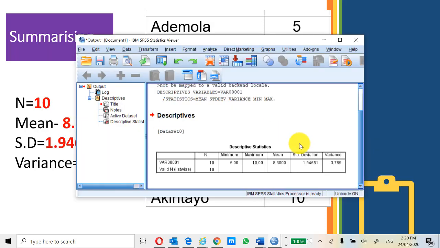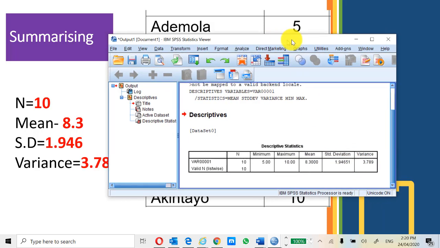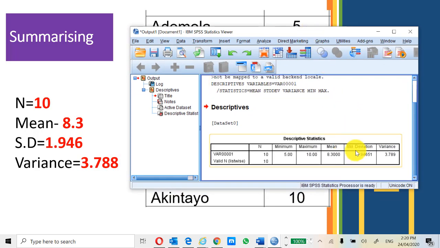And it's telling us that our mean is 8.3. Let's go back to here. It's telling us that our mean is 8.3. So we're correct. Yeah. So standard deviation is 1.94651. 1.946. Bravo! And it's now telling us that variance is 3.788. It's telling us that variance is 3.789 because it's condensing the other figures after here. So bravo, we have done very well.